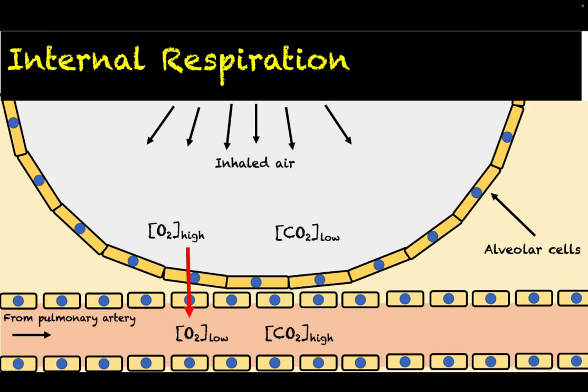So we mentioned that oxygen and carbon dioxide can diffuse across the alveolar membrane and across the membrane of the capillary. Each molecule will want to diffuse from an area of high concentration to an area of low concentration. Oxygen will move from the air into the blood. Carbon dioxide will move from the blood into the air.